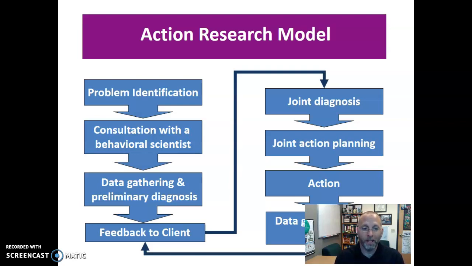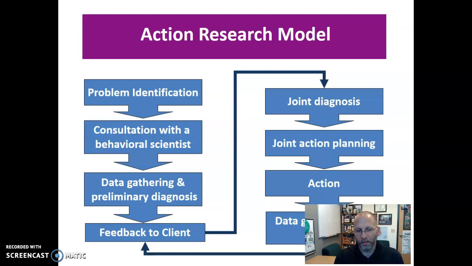You start with problem identification. You move to consultation with behavioral scientists who have expertise in those particular areas that are of a challenge to the organization. You data gather and preliminary diagnosis. You feed back to the client. Then there's joint diagnosis, joint action planning, action, data gathering after the action, which loops back to feedback, and then it's this ongoing process.